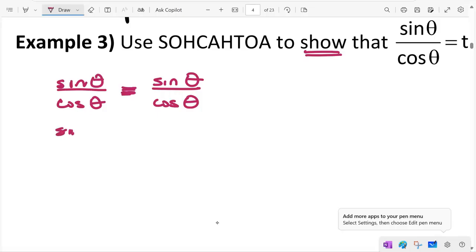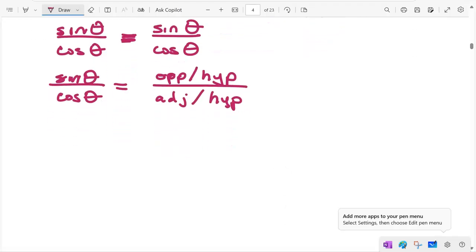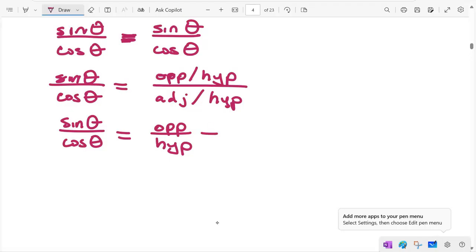What I'm going to do is leave the left side alone, sine of theta divided by cosine of theta. I'm going to try to turn the right side into tangent of theta to prove what we were asked to prove. So I'm going to use SOHCAHTOA, and that means that sine can be replaced with opposite divided by hypotenuse. Cosine can be replaced with adjacent divided by hypotenuse. Now we have a fraction divided by a fraction. So I'm just going to rewrite opposite over hypotenuse divided by adjacent over hypotenuse.